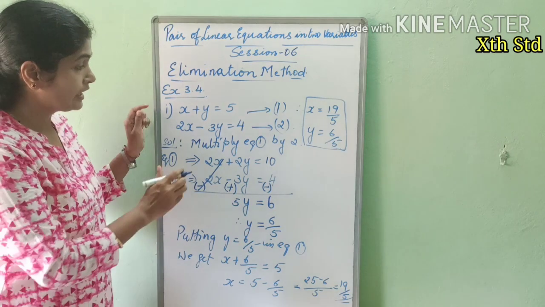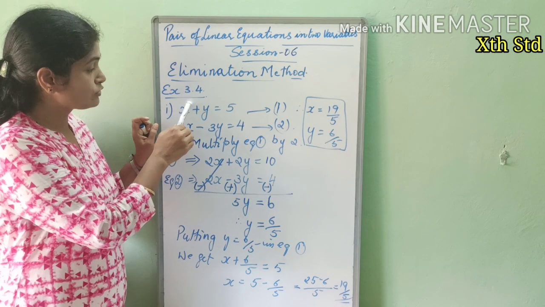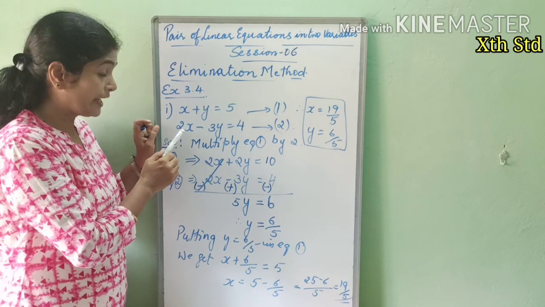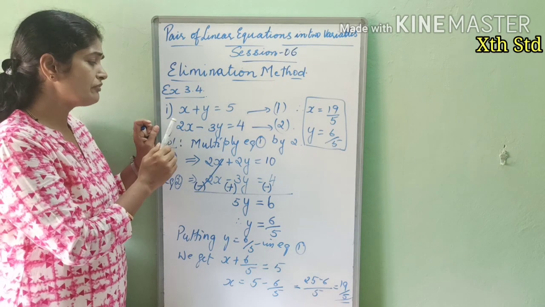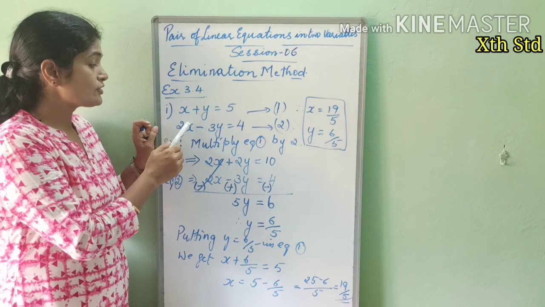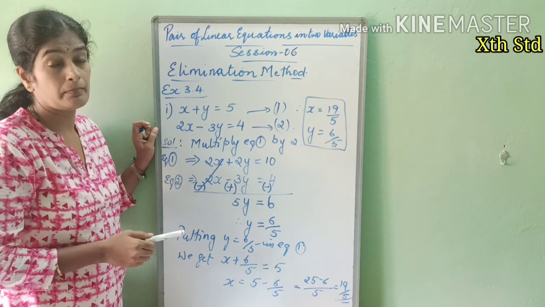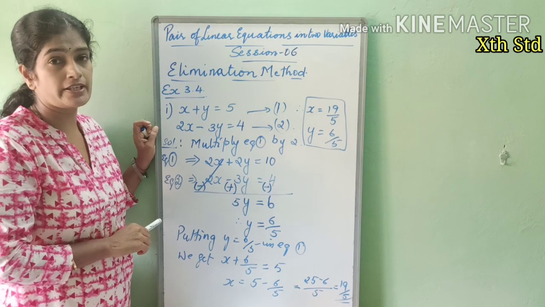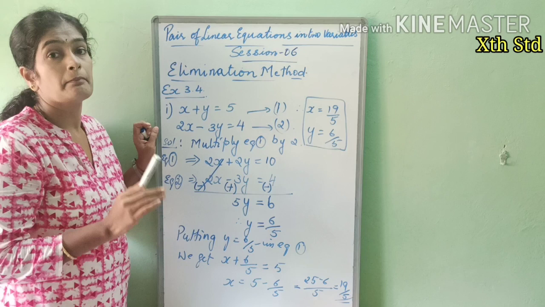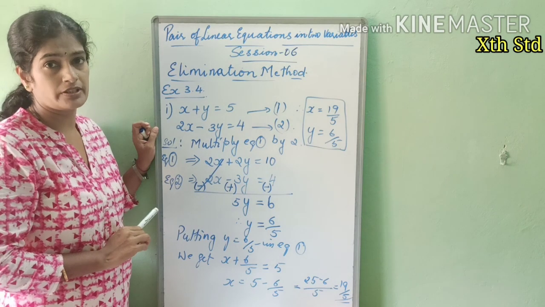Is this clear? How have we eliminated? We have chosen to eliminate x here, right? And how do we eliminate it? We have done that elimination by making the coefficients of x the same. How do we make the coefficients of x the same? By multiplying the required equation by a suitable non-zero real number.